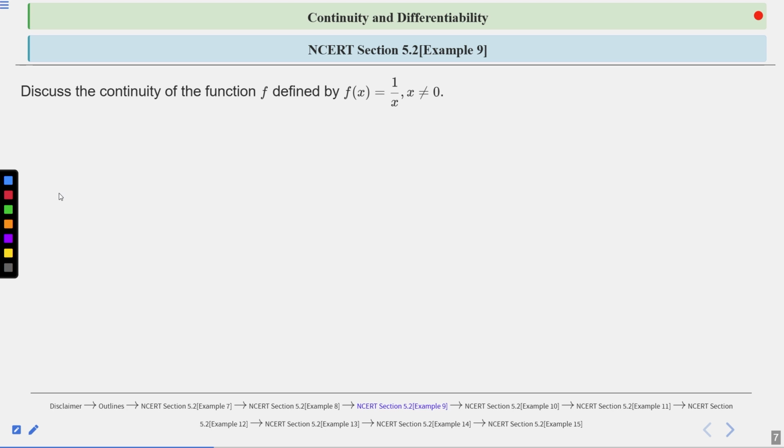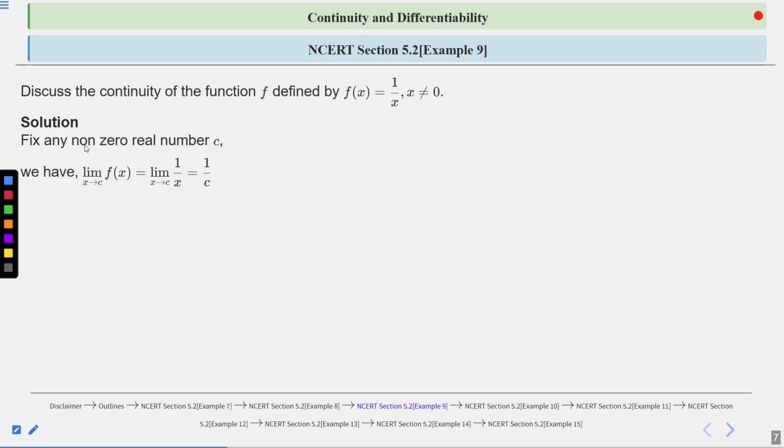So how can we determine the continuity of the given function? We will find the functional value of f at x = c and the limit of the function as x tends to c. If they are equal, then we can say that the function is continuous throughout. Okay, so let us see the solution part. Let us fix any non-zero real number c.